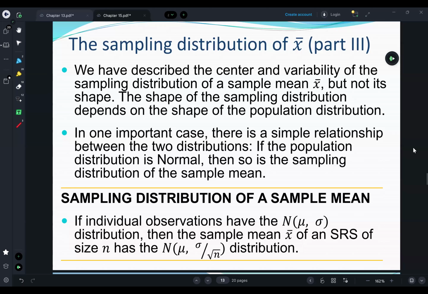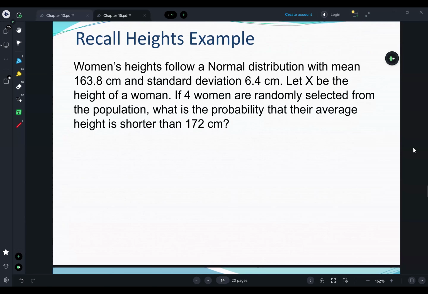Okay, so on the next slide, we're going to answer the question: what if we took not just one woman from the population and calculated the probability that her height is shorter than 172 centimeters, but a group, and we wanted to know if the average was shorter than 172? We have everything we need now to answer this question.